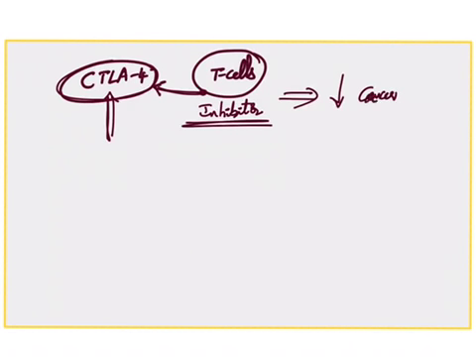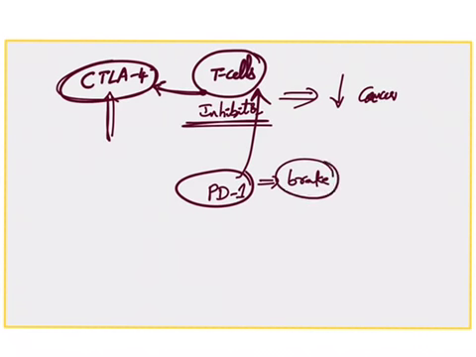The second scientist found PD-1. This is also one of the molecules that is located on the T cells. This also acts as an inhibitor or brake for the immune system.